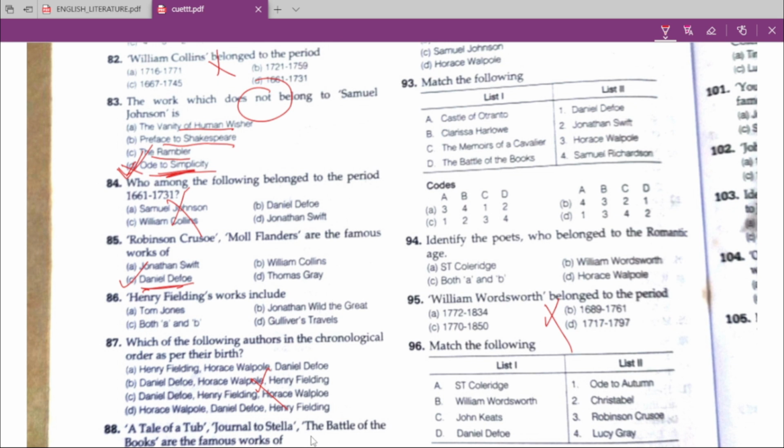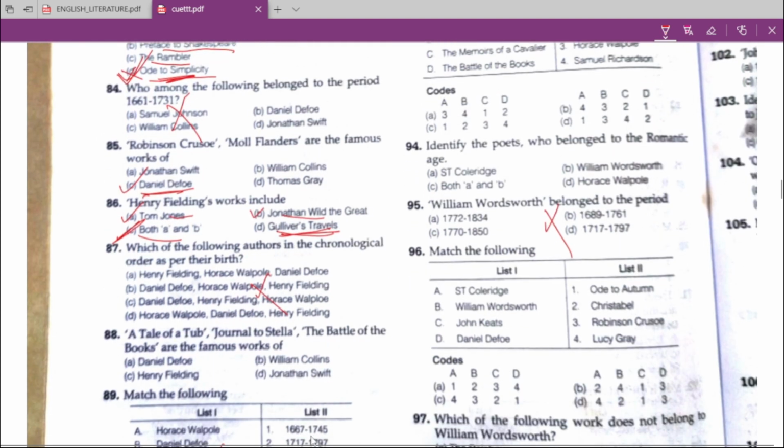Henry Fielding's works include Tom Jones, Jonathan Wild the Great, Gulliver's Travels. So Henry Fielding has written the picaresque novel Tom Jones, and Jonathan Wild the Great. So both A and B are the right option, whereas Gulliver's Travels was written by Swift. So Jonathan Swift has written Gulliver's Travels. So C is not the right option; both A and B are right. Tom Jones and Jonathan Wild the Great were written by Henry Fielding.